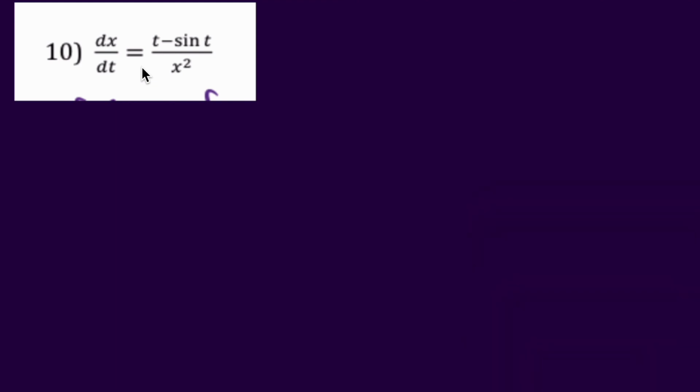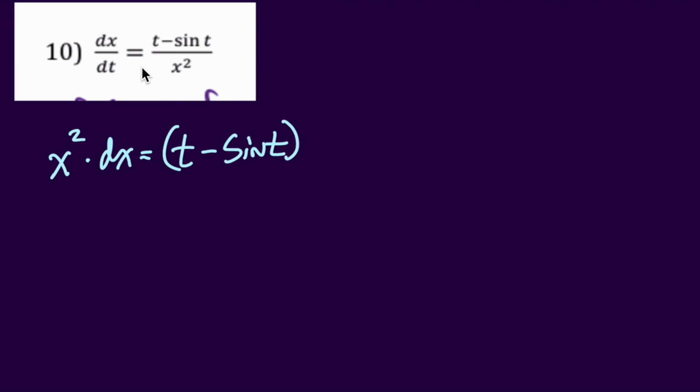Okay, so we're going to multiply both sides by dt when we do that, and then we're going to multiply both sides by x squared. When we do both of those maneuvers, we're going to have x squared times dx on this side, and we're going to have t minus sine of t times dt. We're going to integrate both sides.